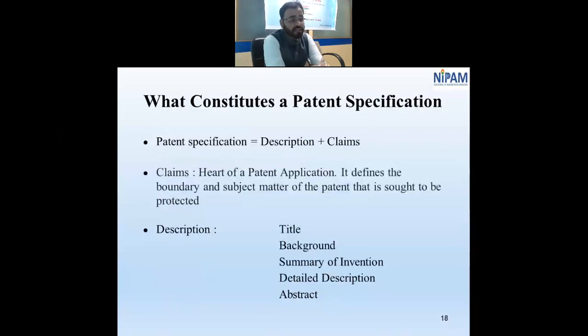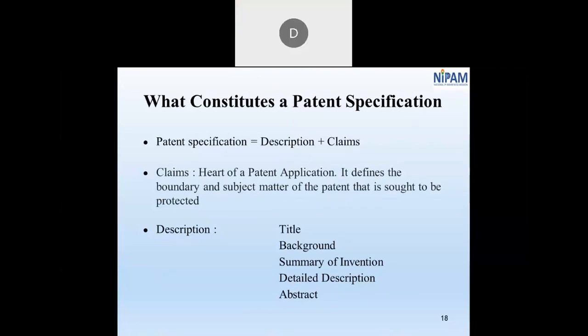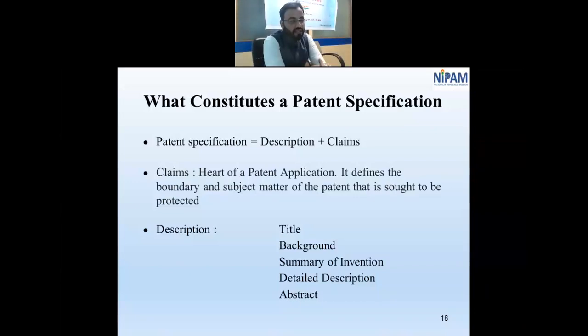What constitutes a patent specification? So I've already told you in the previous slide, you have to give complete disclosure of your invention. You have to present complete disclosure of your invention in front of the patent office, and then only your application will be examined. So the complete specification basically comprises two different things: description and claim part.